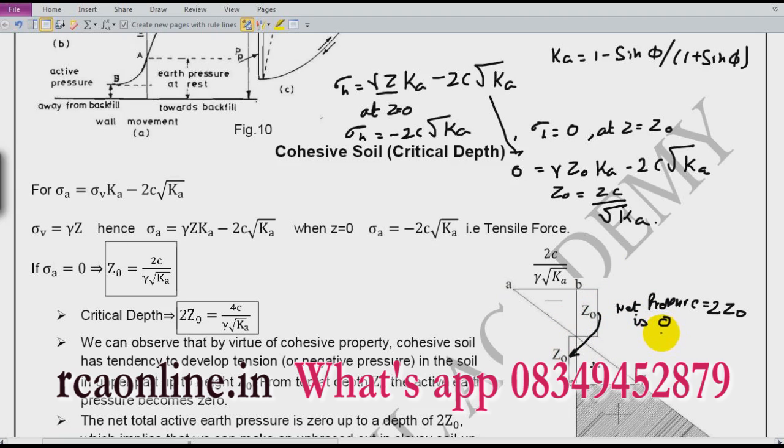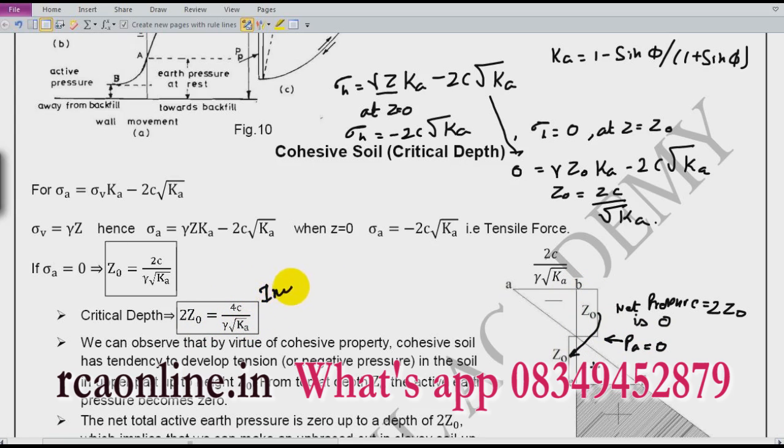Okay, so literally if I can say, I don't require a wall because the pressure given by the soil up to this point is 0. So the pressure is 0. So I don't require a wall up to twice z0. And this twice z0 is known as critical depth, which is important.